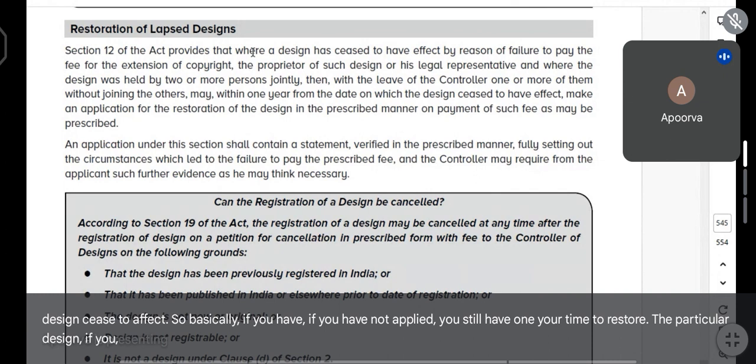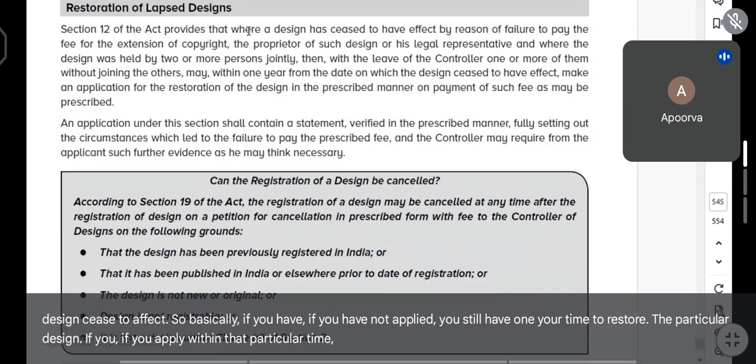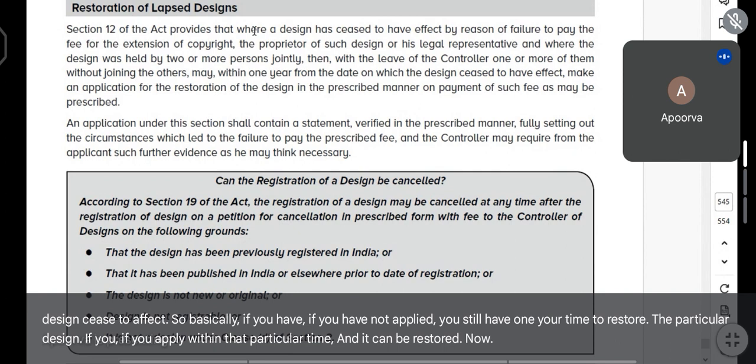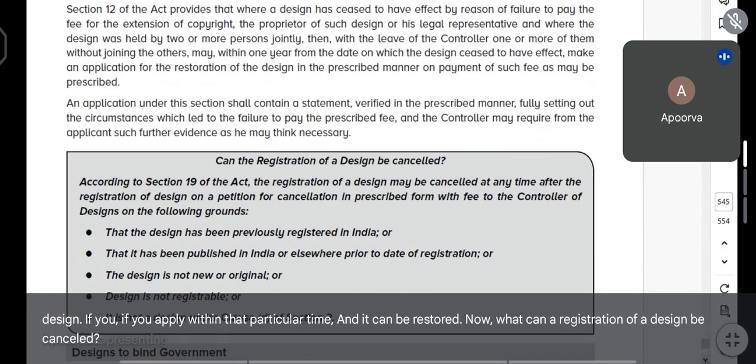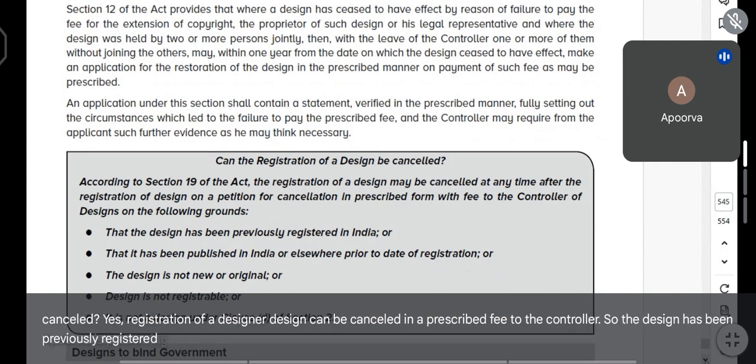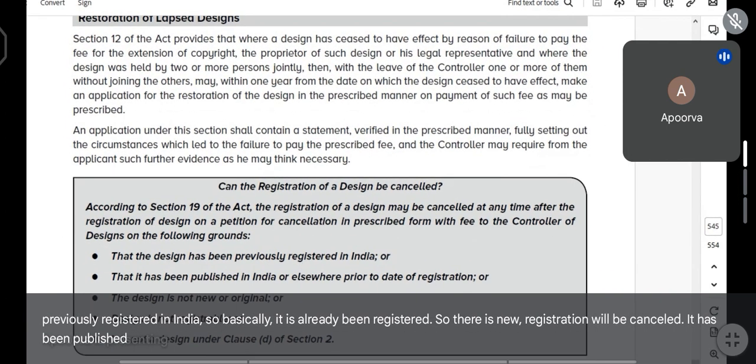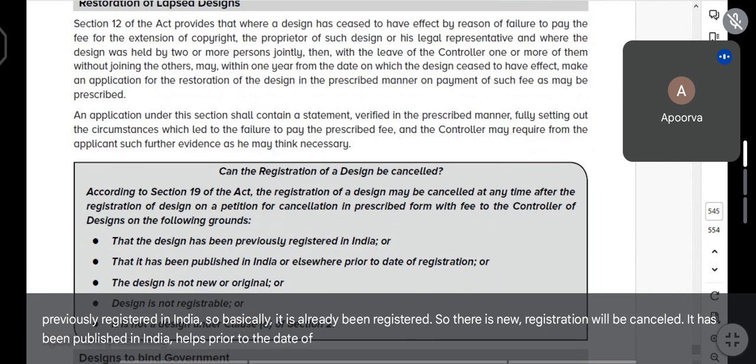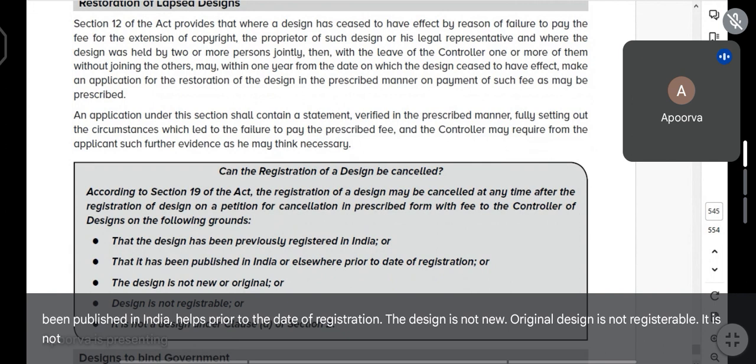If you apply within that particular time, then it can be restored. Now, when can a registration of a design be cancelled? Yes, registration of a design can be cancelled on a prescribed fee to the controller. So the design has been previously registered in India. Basically, it has already been registered, so the new registration will be cancelled. It has been published in India prior to the date of registration. The design is not new or original. The design is not registrable. It is not a design under the particular section.